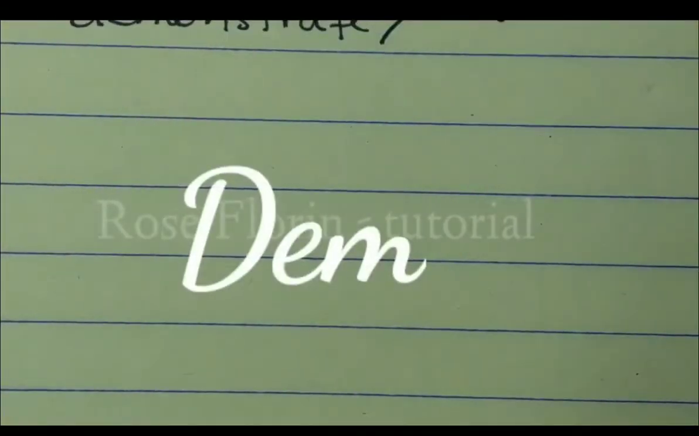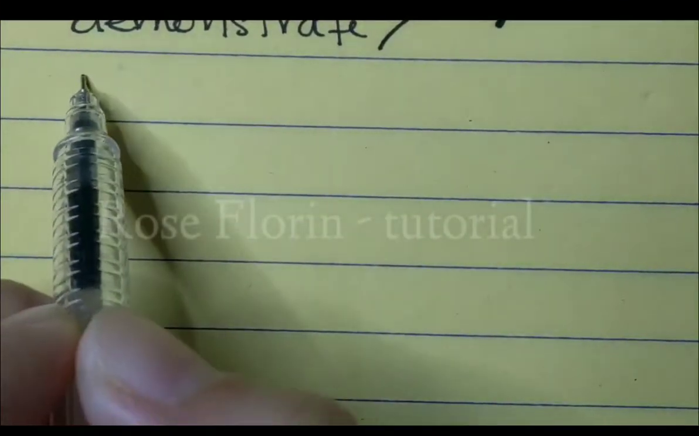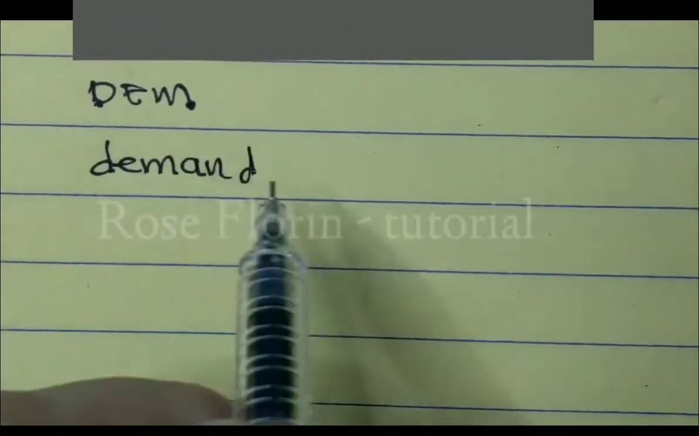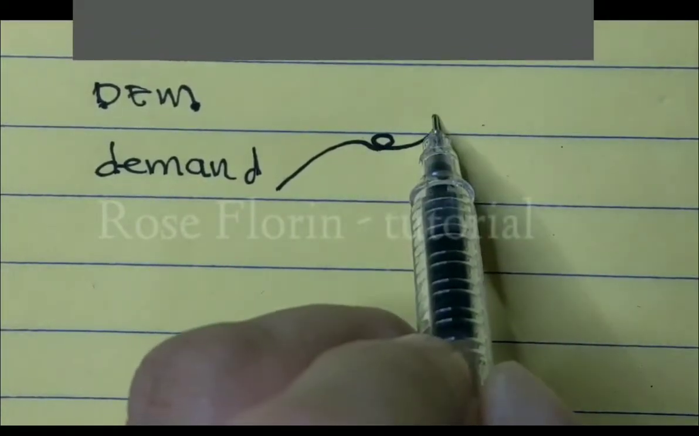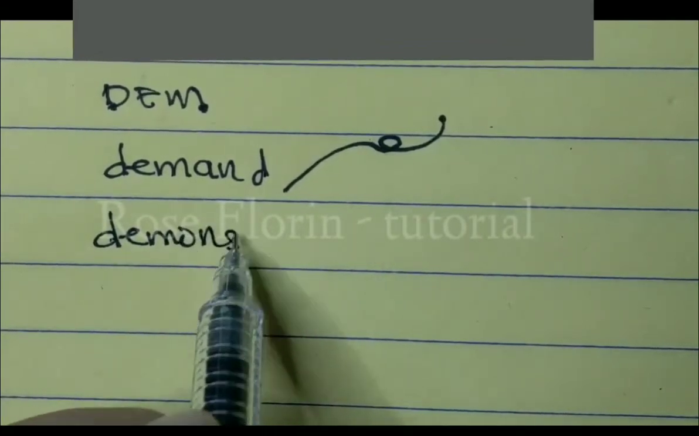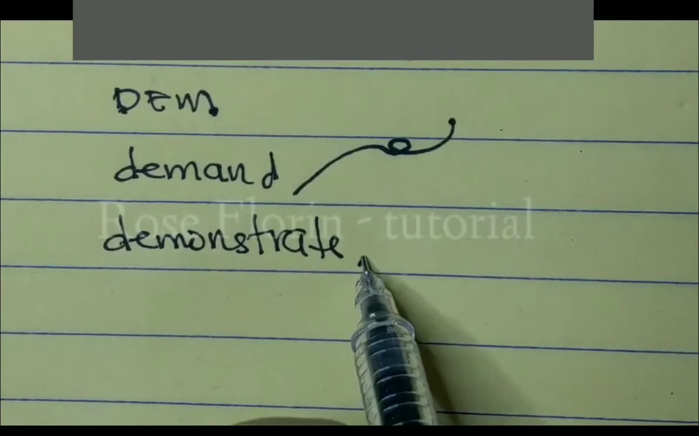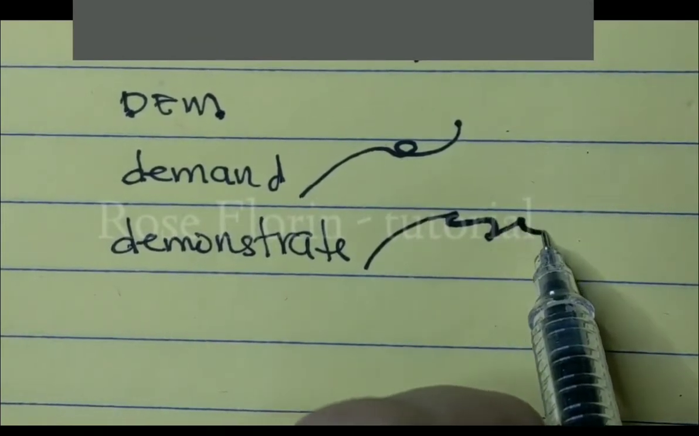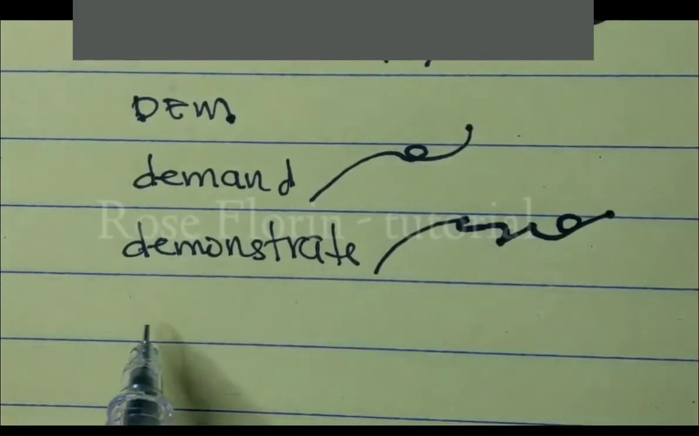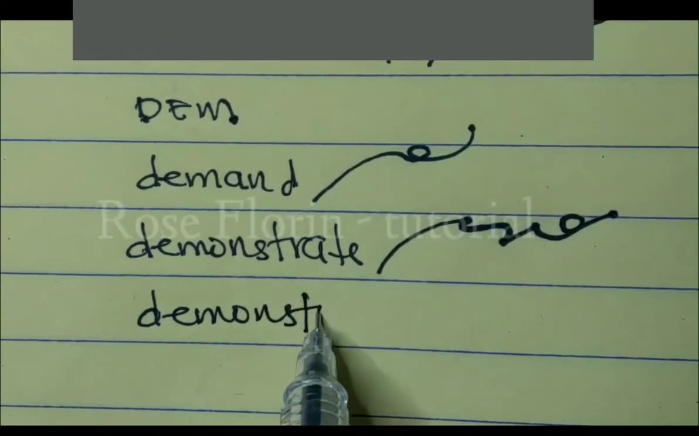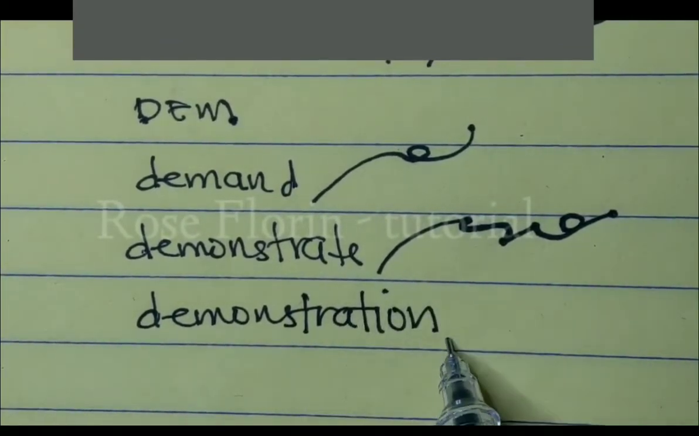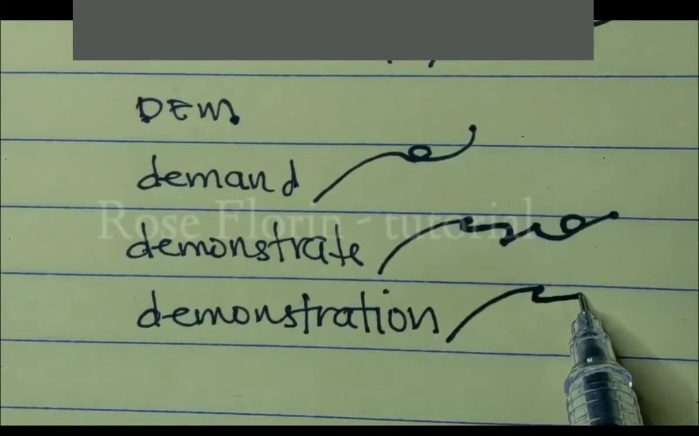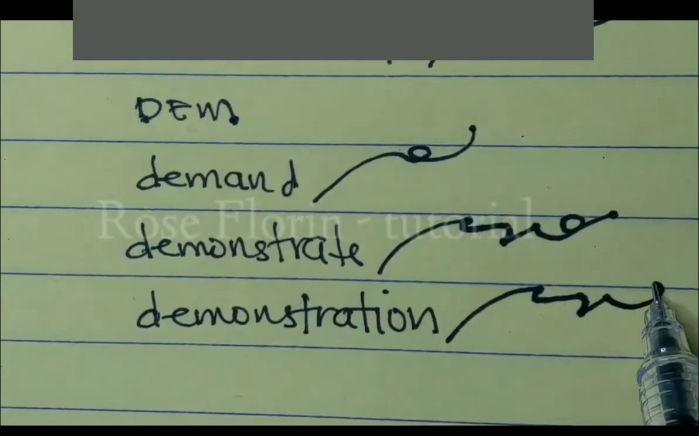Next principle of lesson 22 is the sound of DEM, D-E-M. So this is the same with T-M. So demand, dem-mand, dem, A-N-D. Demonstrate, dem, O-N-S-T-R-A-T. Demonstration, dem, O-N-S-T-R-A-tion.